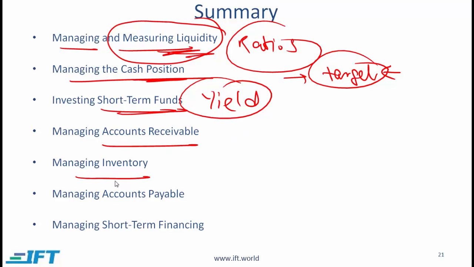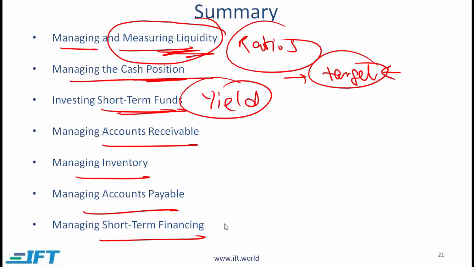Managing inventory, there is a trade-off between having too much inventory and too little inventory. If you have too much inventory, then the cost of inventory is very high. If you have too little inventory, then there is the risk of stockouts. Managing accounts payables, here again there is a balance between paying too quickly and paying too late. You need to know how to compute the payables turnover ratio and days of payables. Managing short-term financing, here you need to know the calculation that we did.